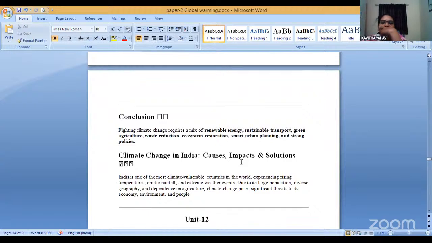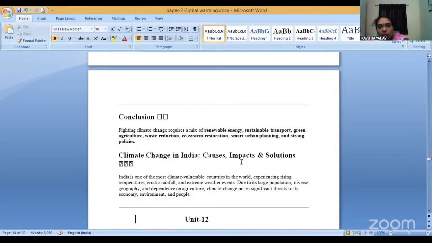So the next one is the conclusion. Fighting climate change requires a mix of renewable energy, sustainable transport, green agriculture, waste reduction, ecosystem restoration, smart urban planning, and strong policies. Climate change in India: causes, impact, and solutions.